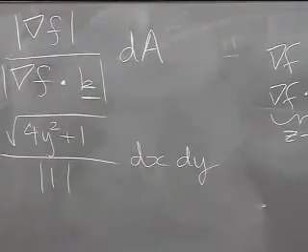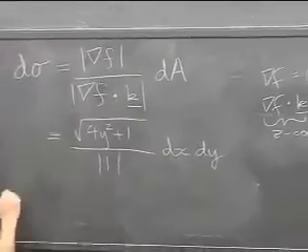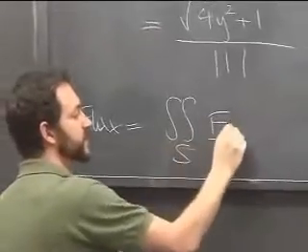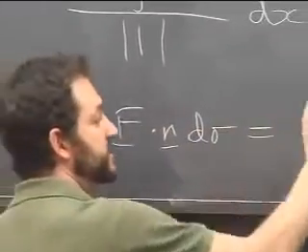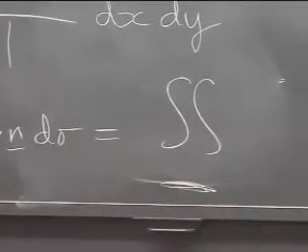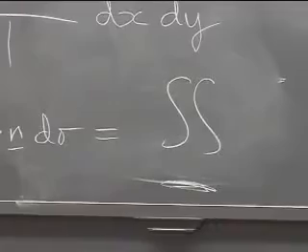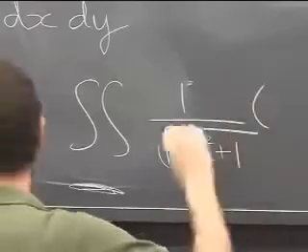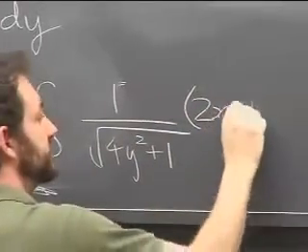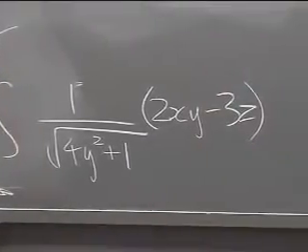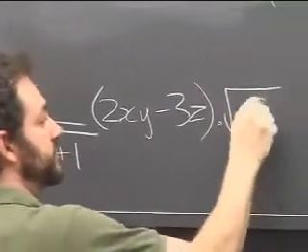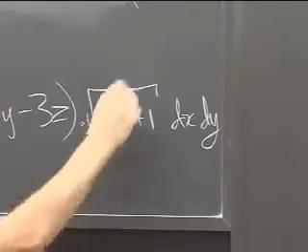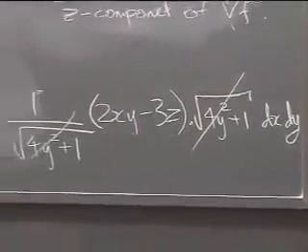So we have almost all the ingredients that we need to set up our integral. So flux equals the double integral over S of F dot n dσ, which I'm going to leave blank and come back to. F dot n we saw was 1 over root 4y squared plus 1 times this quantity 2xy minus 3z. And as it turned out, dσ was just root 4y squared plus 1 dx dy. This handily cancels with that. That's actually quite common.